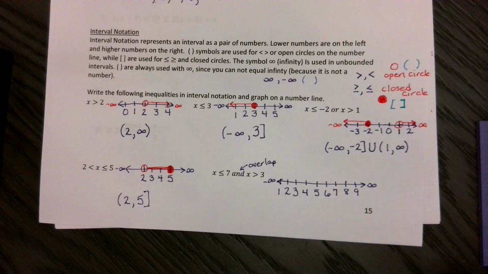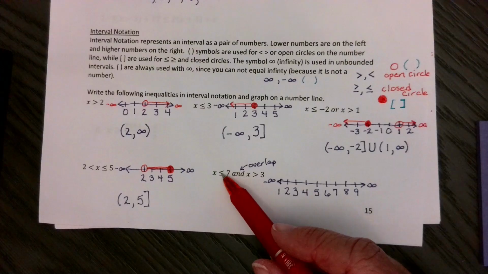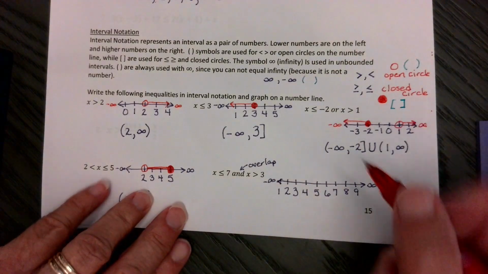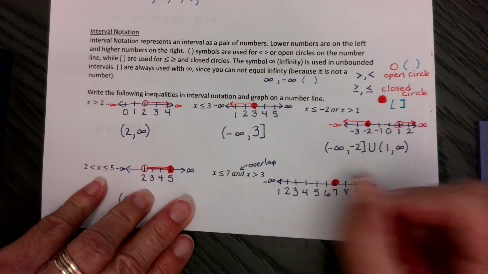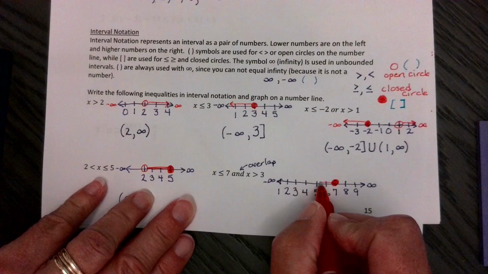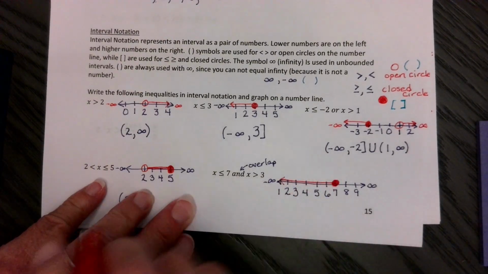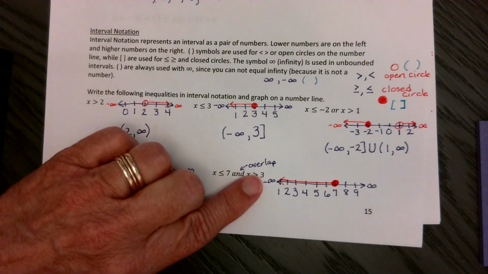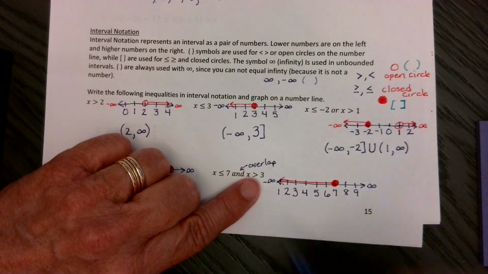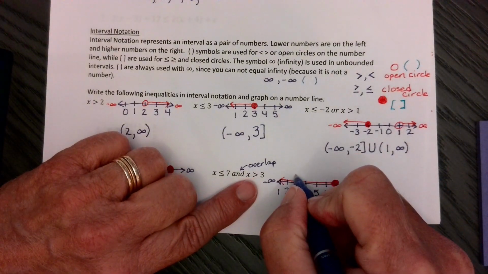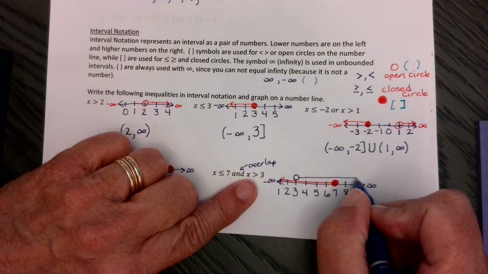Okay, so in this one, let's go ahead and graph it. x is less than or equal to 7. Closed circle. All values less than that go this direction. Okay. And x is greater than 3. So it's an open circle right here, and it's all these values right here.